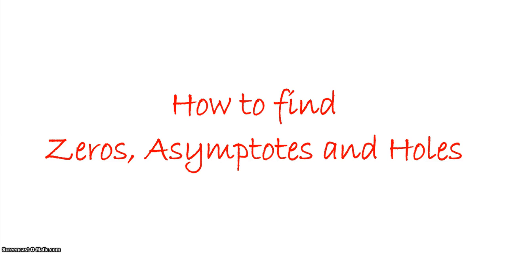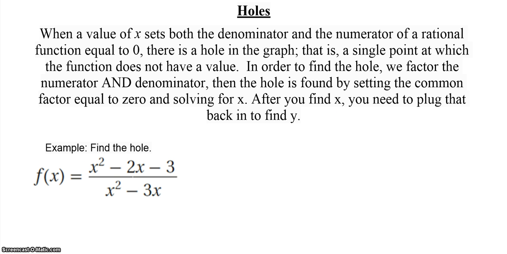Alright, ladies and gentlemen, we are going to start another video, how to find zeros, asymptotes, and holes. So if you are confused, get ready because we're going to figure out what's going on. Alright, holes. Holes are when you basically cancel out something on the top and bottom of a fraction.